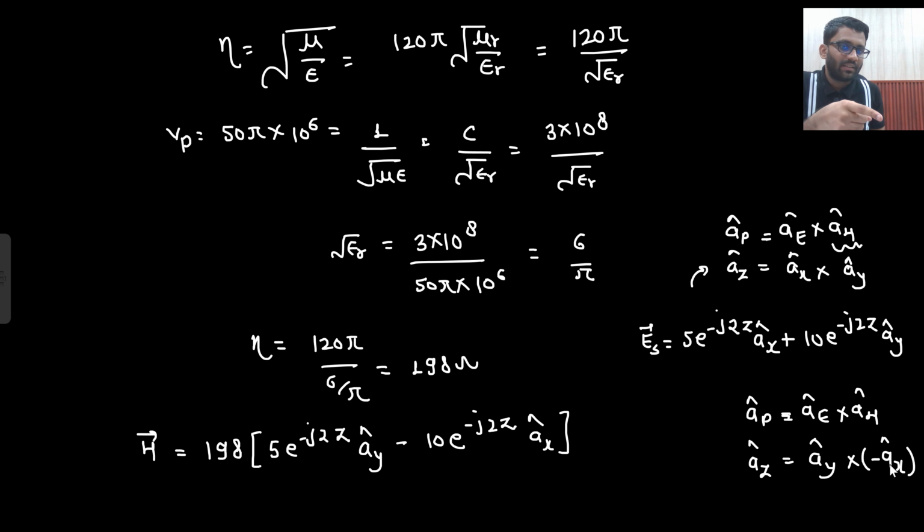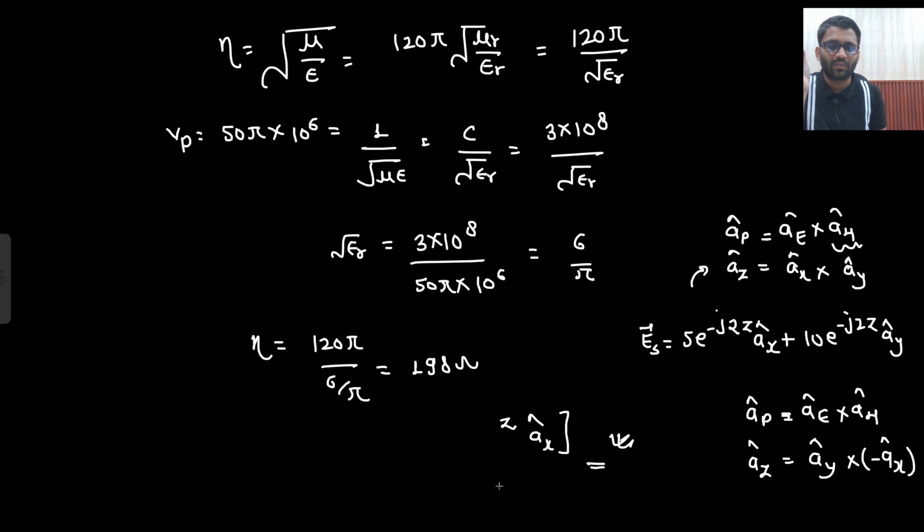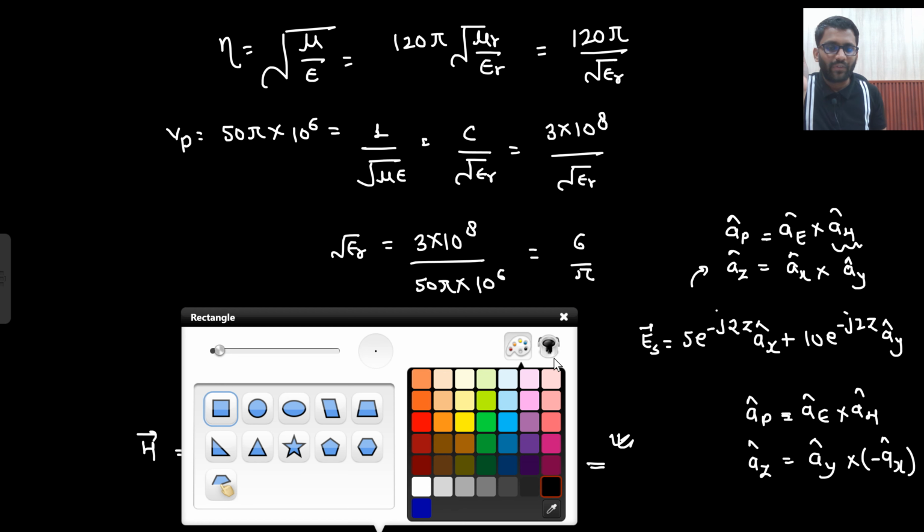Y cross X would give me minus Z, and another minus is there, that would make it plus. So minus AX cap would come. So because of that, this minus sign is there. So this is the expression of your magnetic field, and this is the answer of this particular question. Is that clear to you? Very easy question it was.